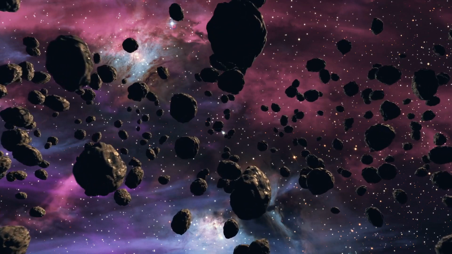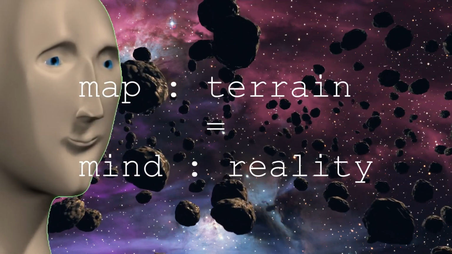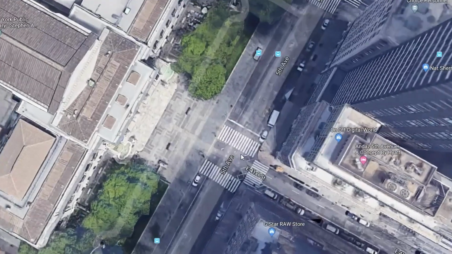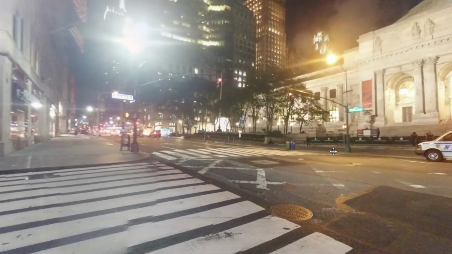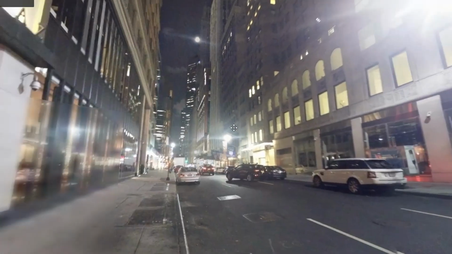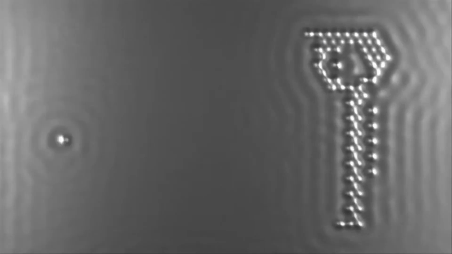Just like maps model terrain, minds model reality. But in the same way that even high-fidelity maps don't reflect everything out there, they just have a good model for it, minds, even well-developed minds, don't reflect reality perfectly.